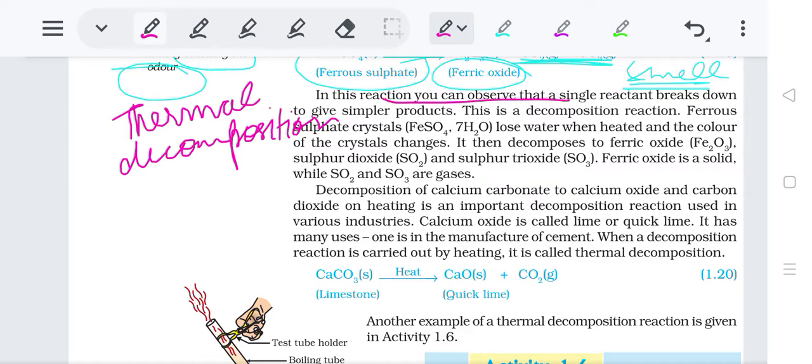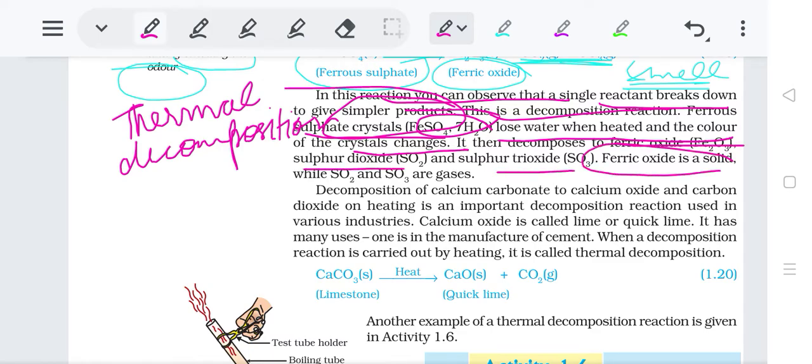In this reaction you can observe that a single reactant breaks down into simpler products. This is a decomposition reaction. Ferrous sulfate crystal, FeSO4.7H2O. This is water of crystallization. It loses water when heated and the color of the crystal changes. And you get ferric oxide, sulfur dioxide and sulfur trioxide. Ferric oxide is solid, and these two are gases.